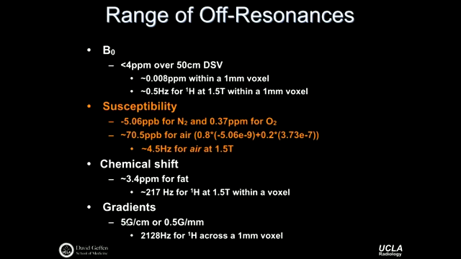Gradients, which are things that we specifically apply to generate large magnetic field perturbations, are going to be in the kilohertz range. By actively turning on magnetic field gradients, we can get several kilohertz across a 1 millimeter voxel. Again, I'm just trying to set the scale of possible frequency differences or field differences because of different underlying effects.